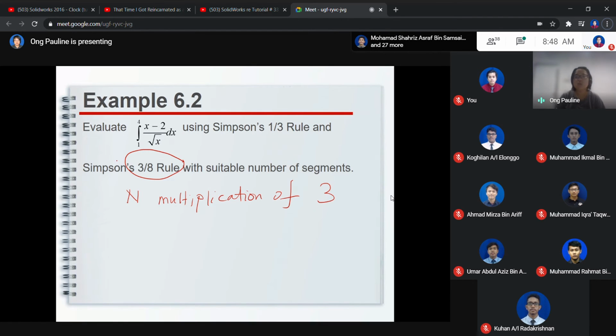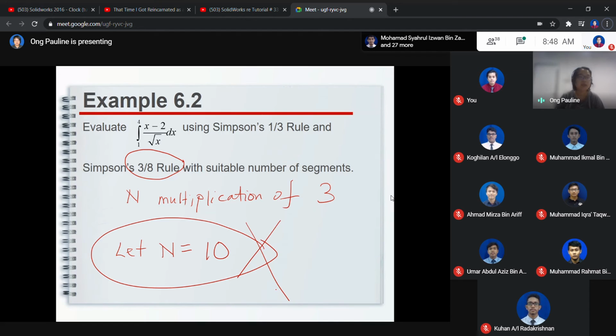Okay, so kalau untuk Simpsons 3/8, if you let n to be 10, okay, so ini tak betul lah. Sebab n ni dia mesti gandaan 3. Kalau n you let it to be 10, so it is only applicable for Simpsons 1/3 saja. Sebab Simpsons 1/3 n tu gandaan 2, multiplication of 2. Okay, so untuk Simpsons 3/8, n equals to 10 tak betul.